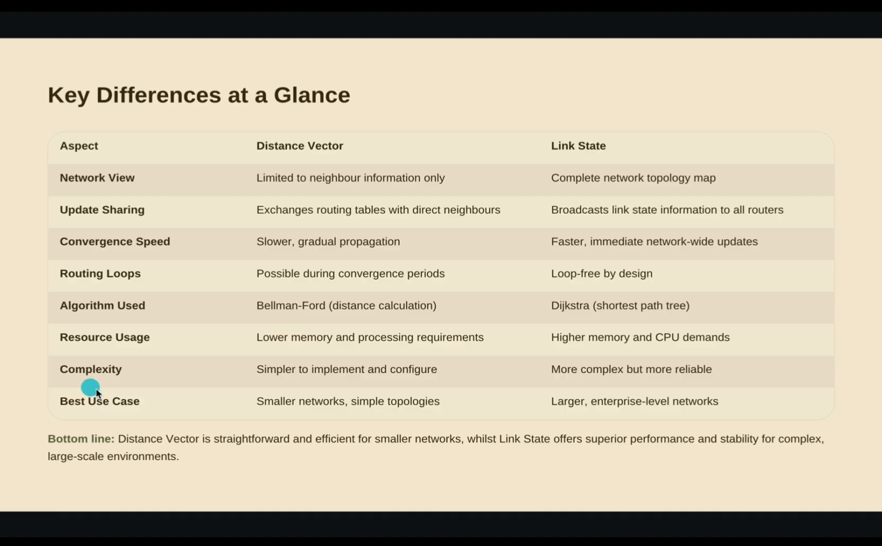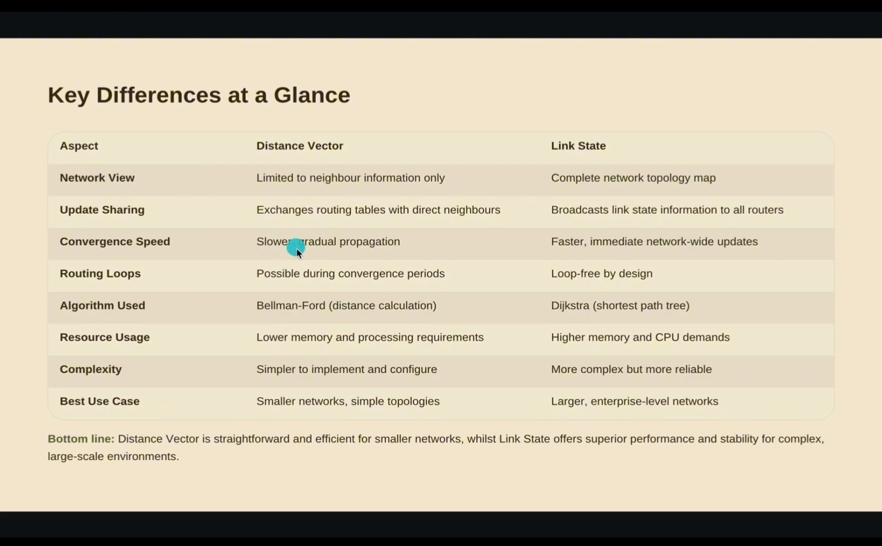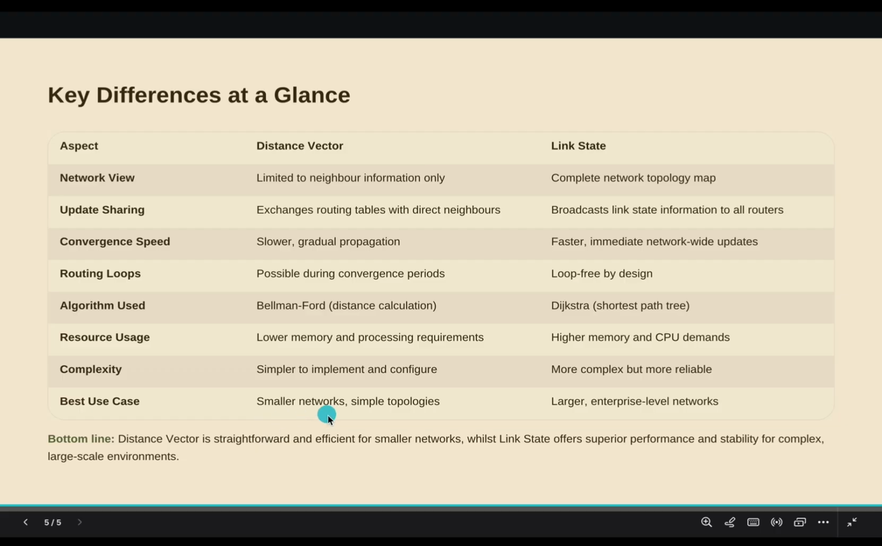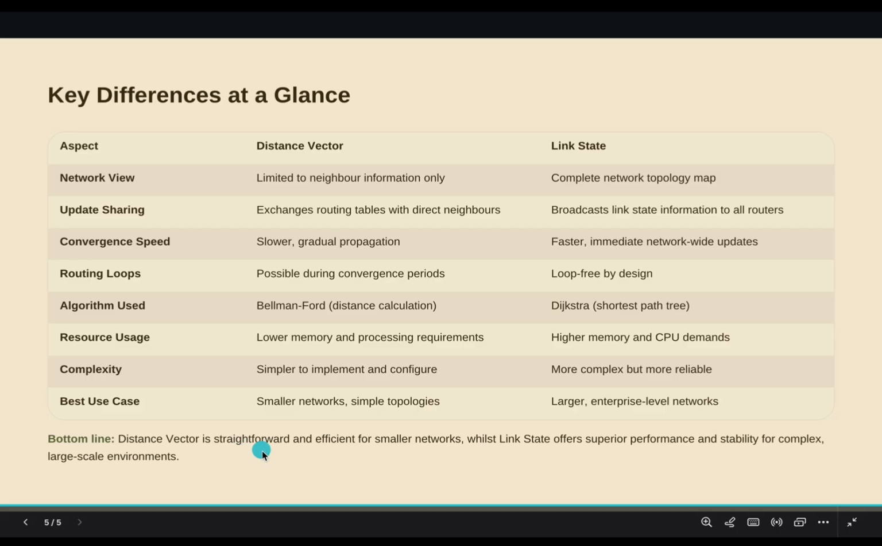Let's see the complexity. In distance vector, simpler to implement and configure. In link state, it is more complex but more reliable. And the last one, best use case. In distance vector, smaller networks, simpler topologies, but in link state, larger enterprise level networks. And bottom line, but not the least, distance vector is straightforward and efficient for smaller networks. Link state offers superior performance and stability for complex large scale environments.